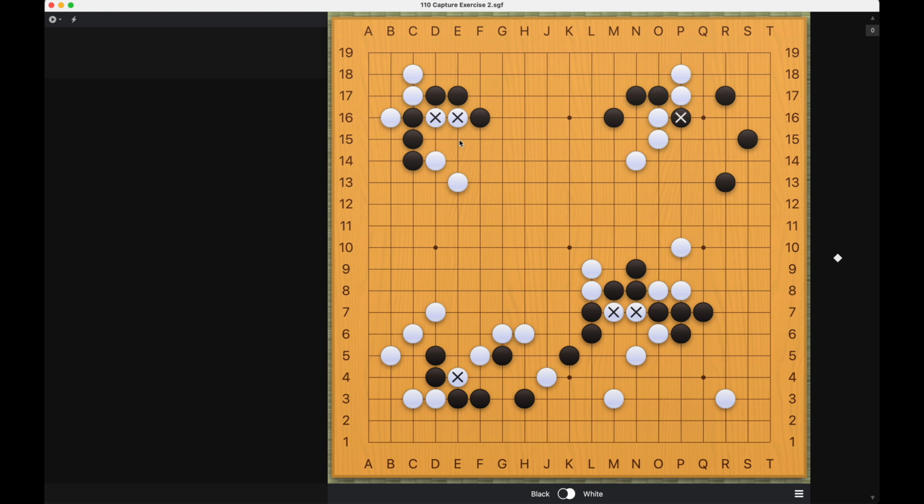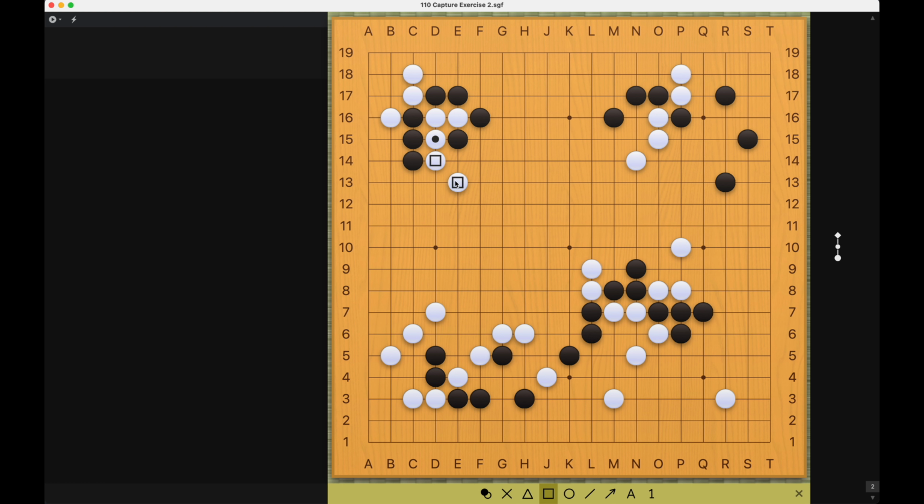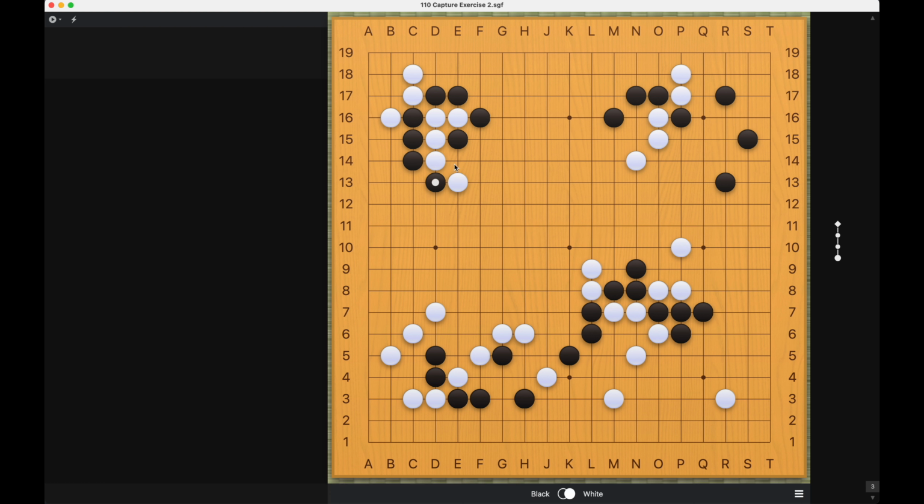So what if black tries this Atari? Then white will connect. And once again, we have this diagonal move. It is a very solid connection. If black plays Atari here, white can connect here. Black goes here, white can connect here. So both Atari moves do not work. What else should we try?